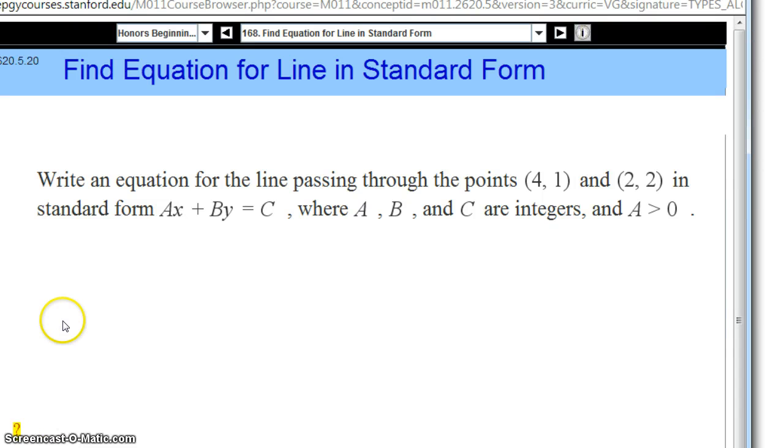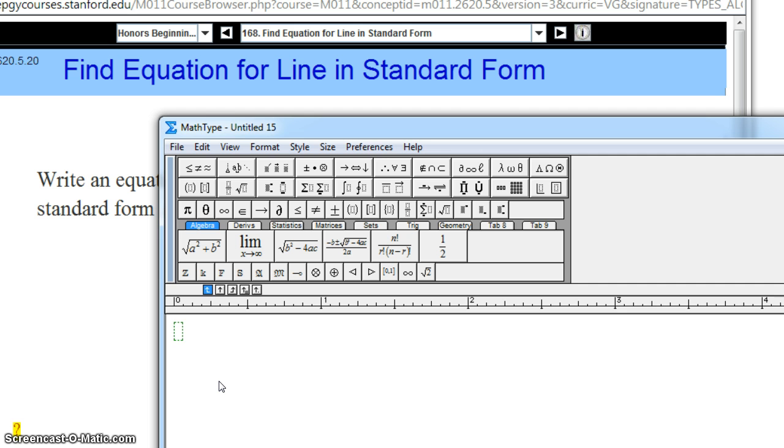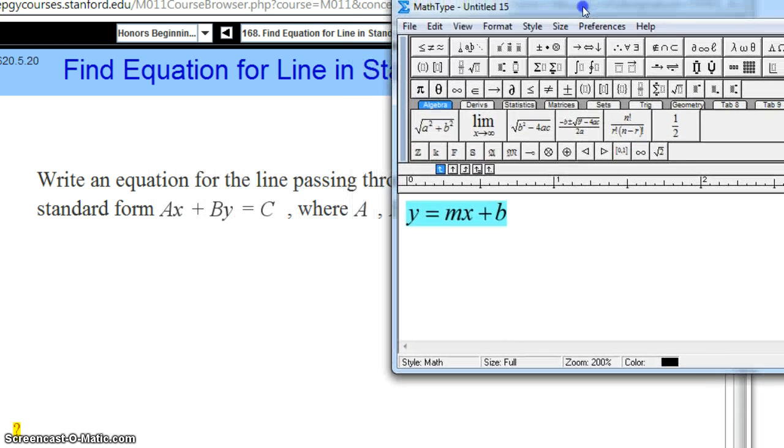Okay, this video is on finding the equation for a line in standard form. The first thing you have to know is this form is the standard form of a line. You might be used to something like point slope form, which is what? Can you tell me? Okay, that's y equals mx plus b, where m is the slope and b is the y-intercept, right? So that's the form you might be used to. There's a few other forms, but these are the two most common forms: standard form and point slope form.